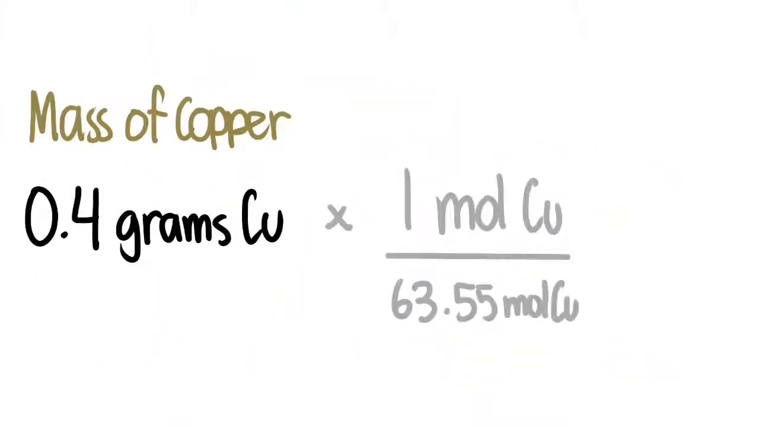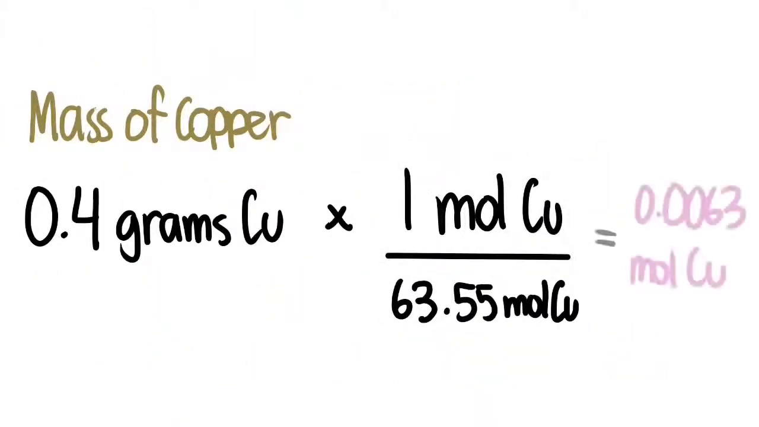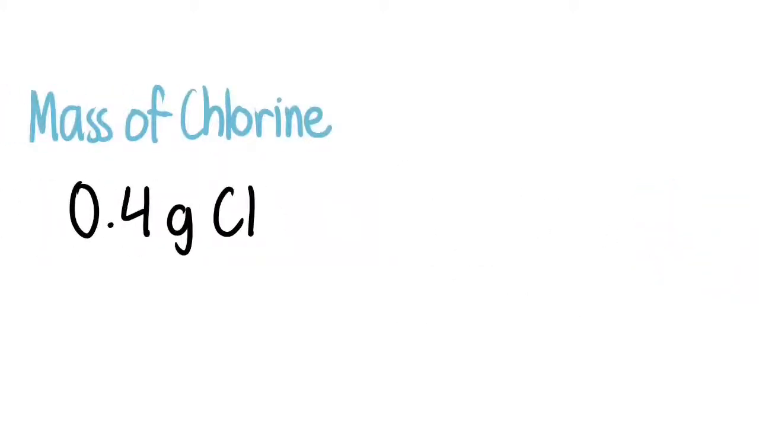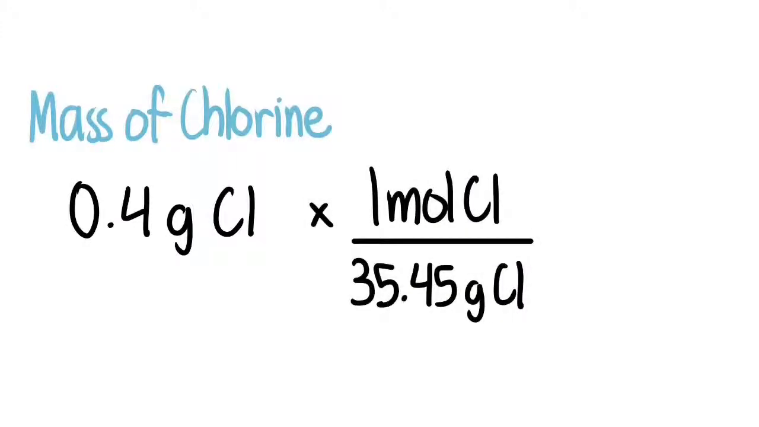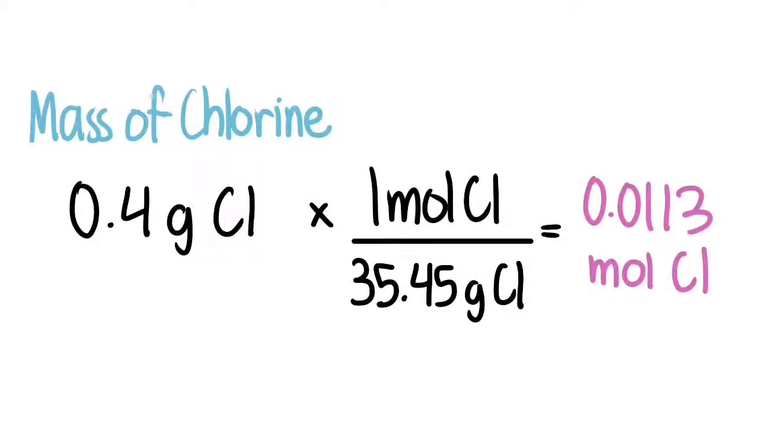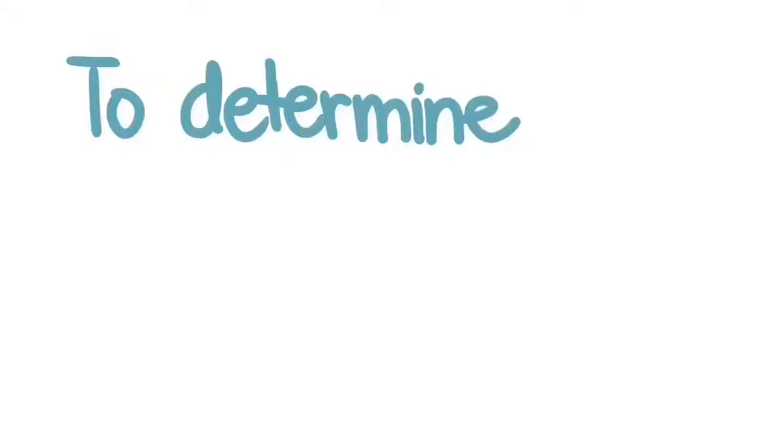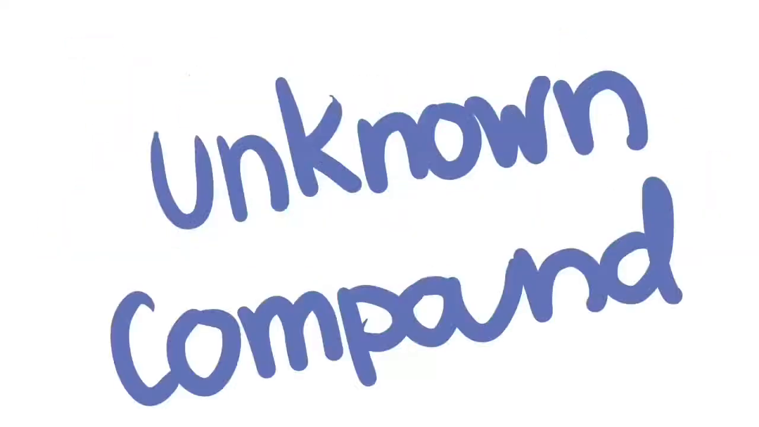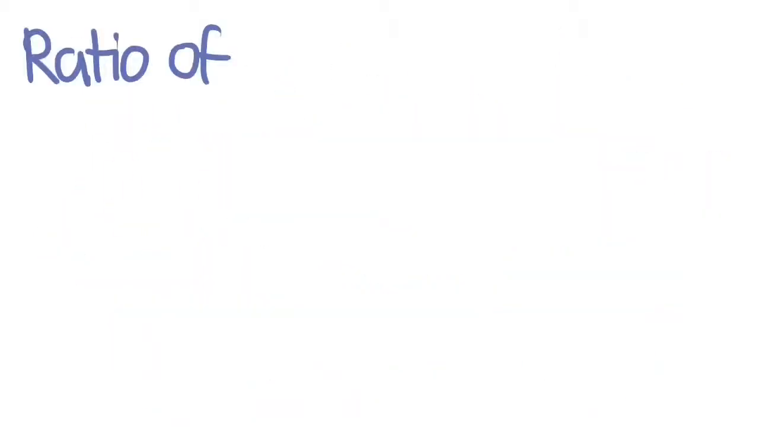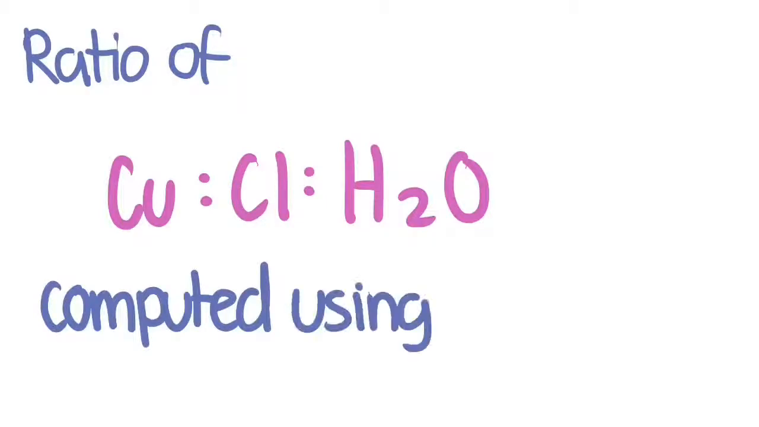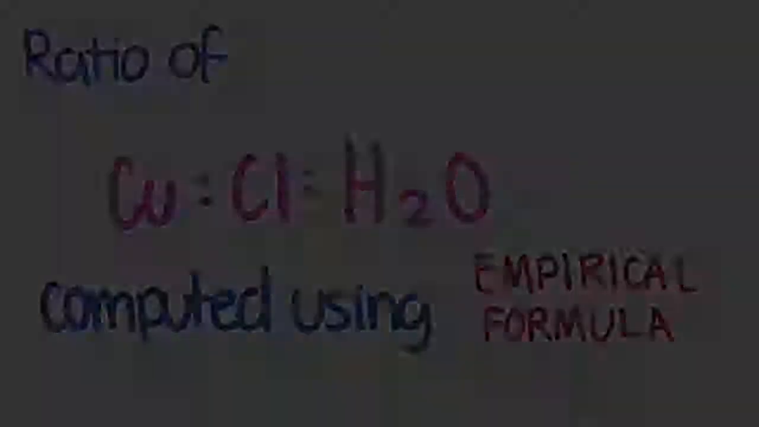From the mass of copper and molar mass of copper comes 0.0063 moles of copper, and then from the mass of chlorine and the molar mass of chlorine comes 0.0113 moles of chlorine, all obtained from the formula mass to moles. To determine the chemical formula of the unknown compound, the ratio of each element were computed using the empirical formula.